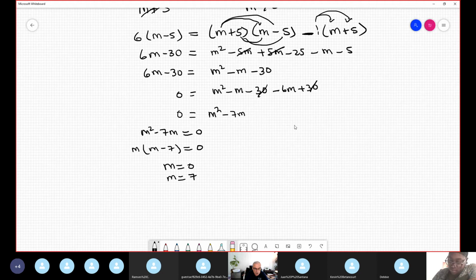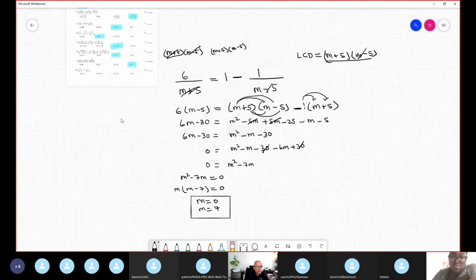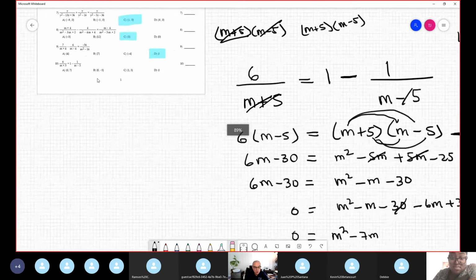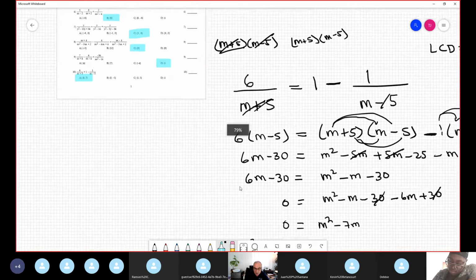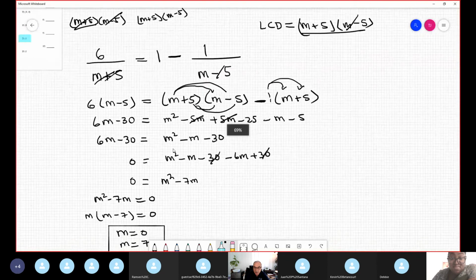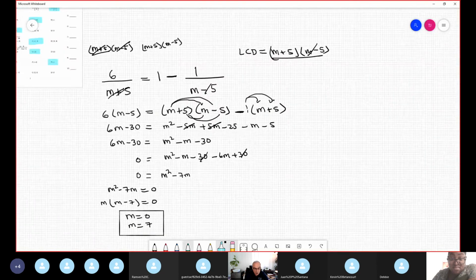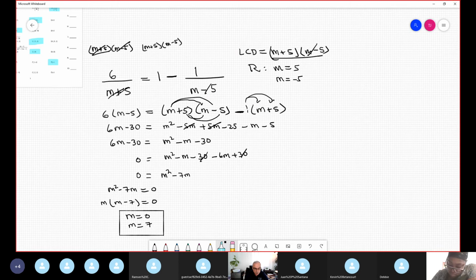Let me check it out. Okay, see, this may be matching with the one option that we have here, 7 and 0. Oh, yes, it's option A. Look at that. No coincidence with any restriction. No. Because the restrictions are 5 and negative 5. I forgot. Restrictions are 5 and negative 5. No coincidence with the restriction. Therefore, this solution is good.